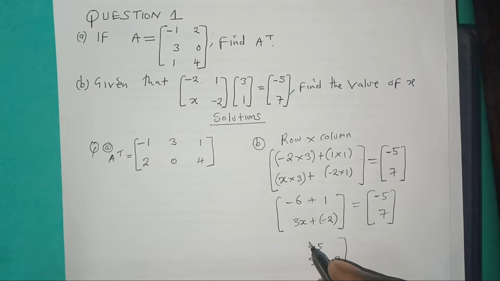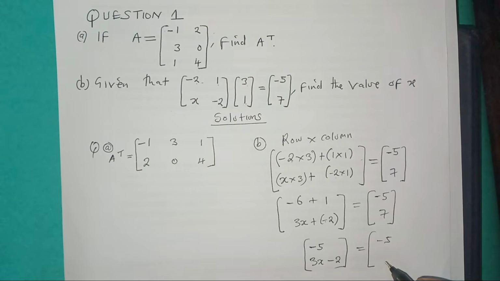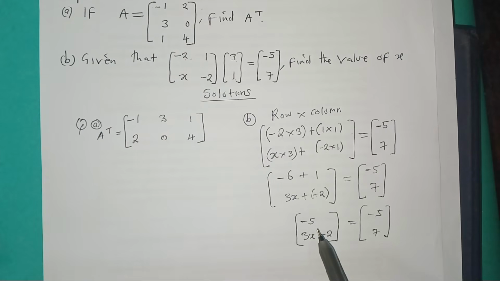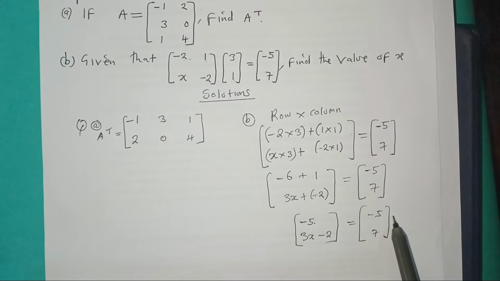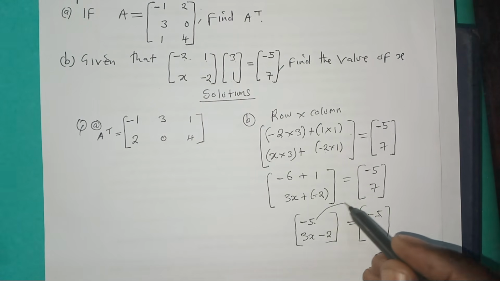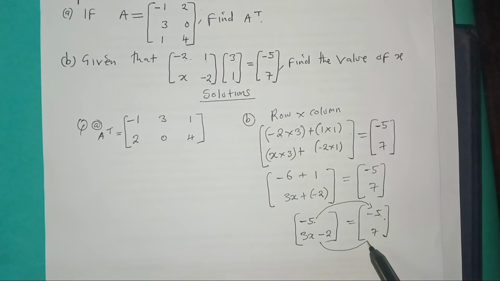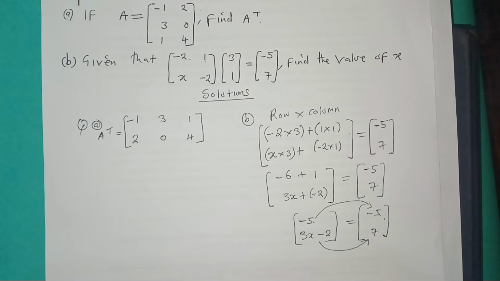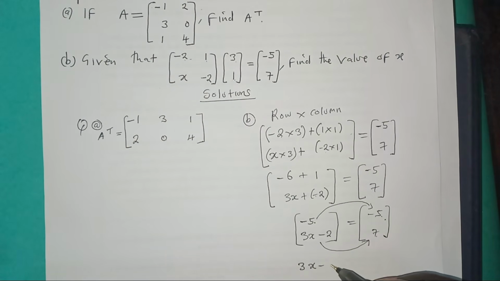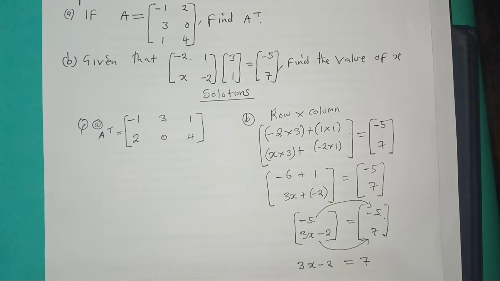That is what we are going to get, which shall be equal to the very matrix. From what we can see here, by comparison, the first element here is supposed to be equal to what we have here. Similarly, the element in the second part is supposed to be equal to the element in the other matrix. So we simply equate 3x minus 2 to 7, which gives us an equation which can be worked out.